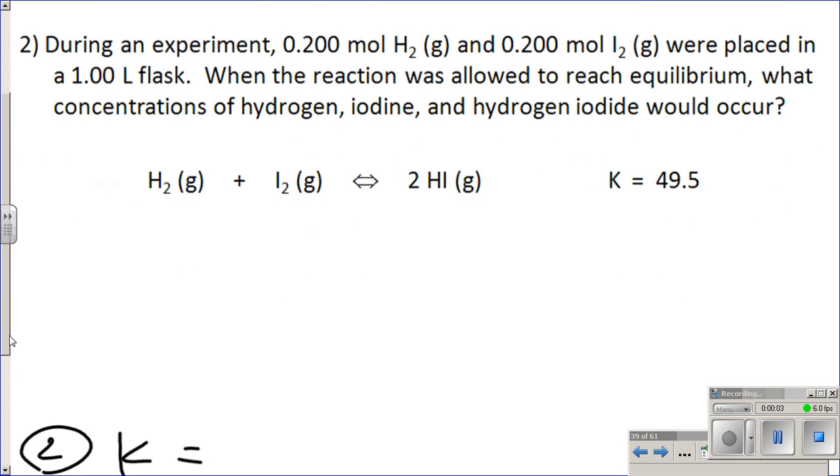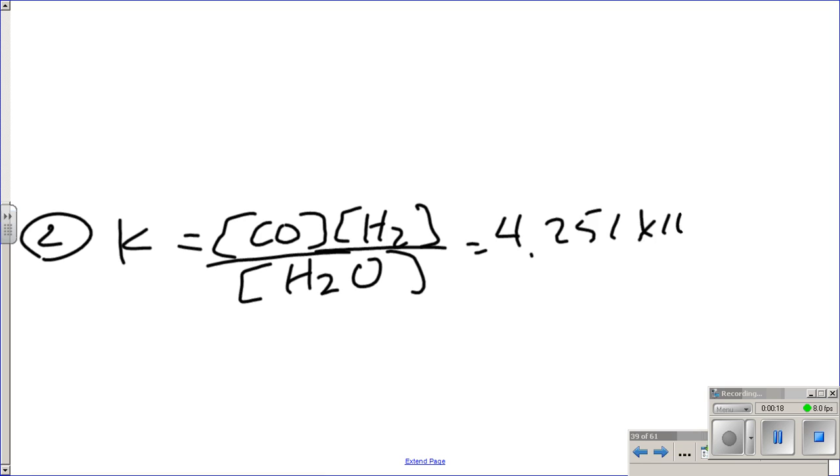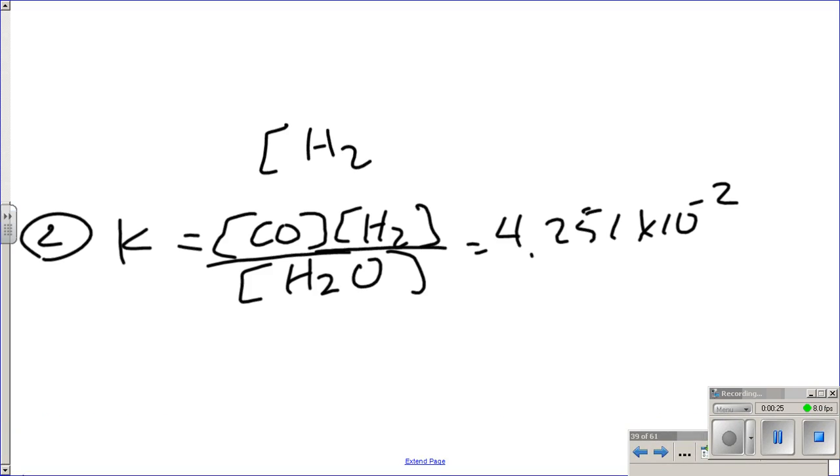Sorry. So concentration of what? Okay. And so they told you that the K was equal to 4.251 times 10 to the negative 2. So with that information and the water vapor concentration, water vapor was given to you as 0.1990 molar. Your job was to figure out where the hydrogen gas and the carbon monoxide gas was.